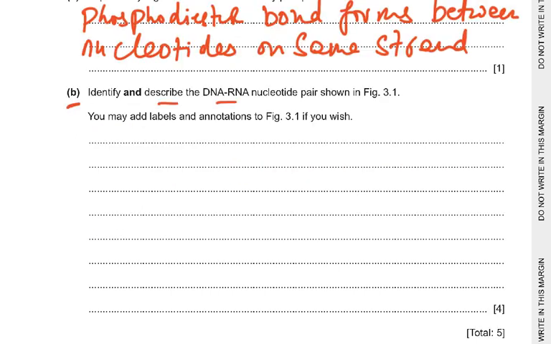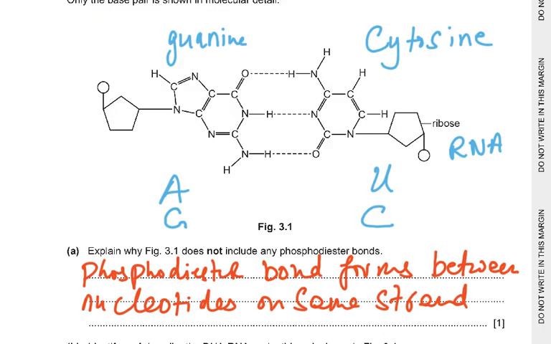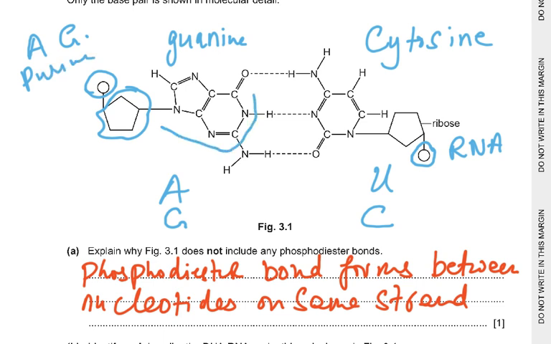Identify and describe the DNA and RNA nucleotides shown in figure 3.1. You may add labels and annotations to figure 3.1 if you wish. How do we identify all this? Now this was the phosphate. This is the deoxyribose. This is the ribose, and then this is the phosphate here. Now we know that adenine and guanine are purines, and they are double ring structures. So this is a double ring structure, so it has either got to be adenine or guanine.